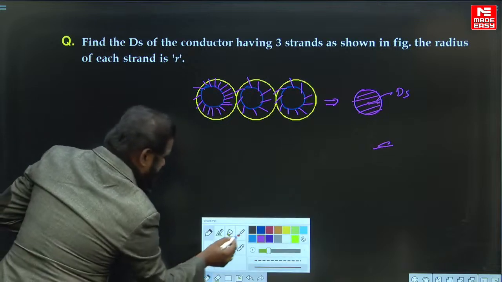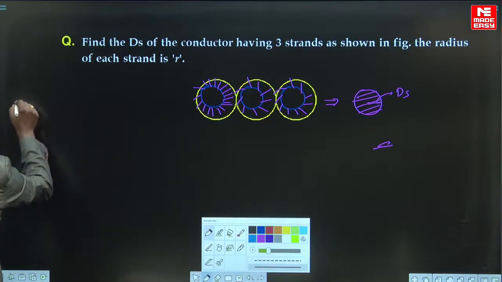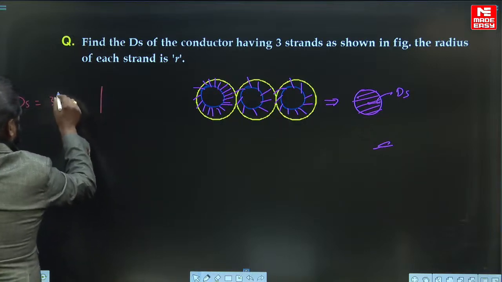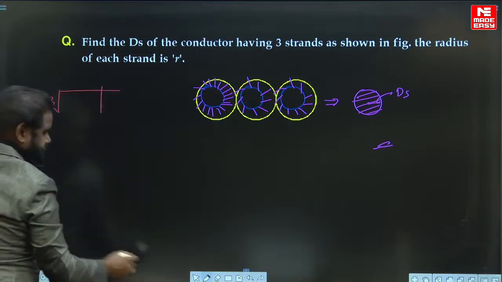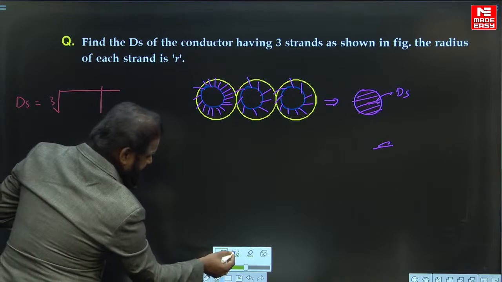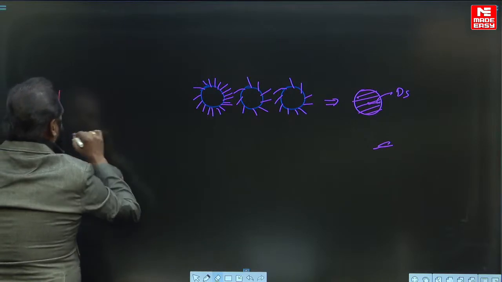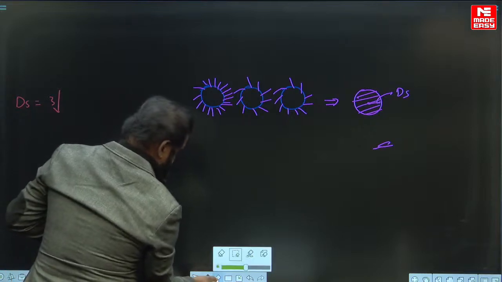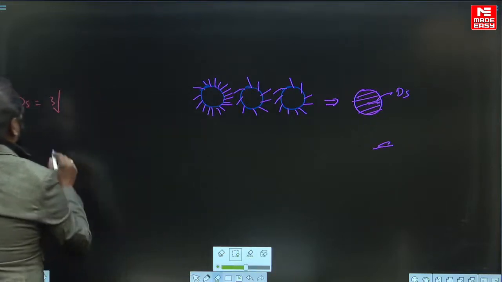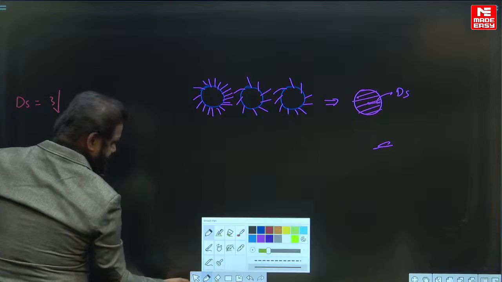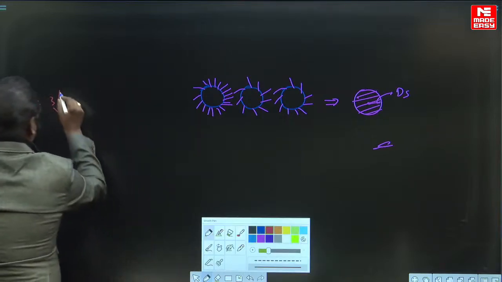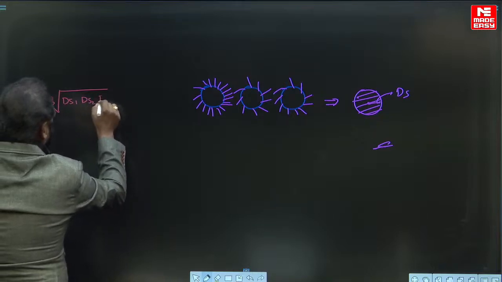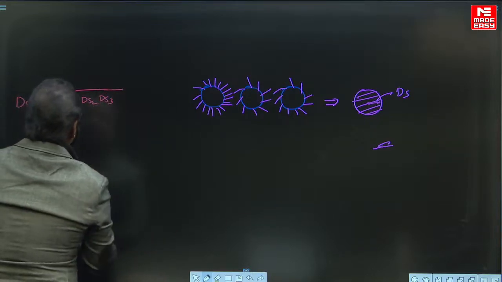So let us go back to our original color. In this case, ds is equal to the cube root of ds1, ds2 and ds3. Some errors keep coming up, so please cope with this.